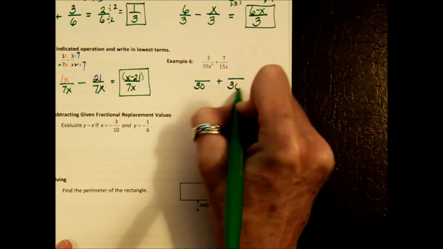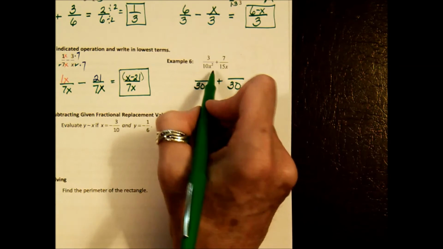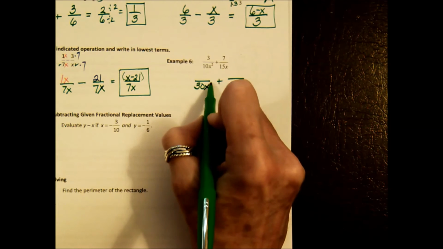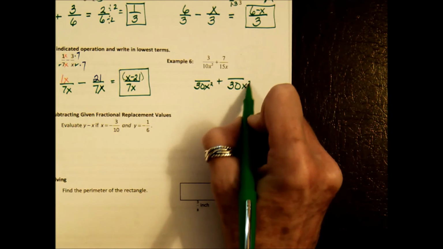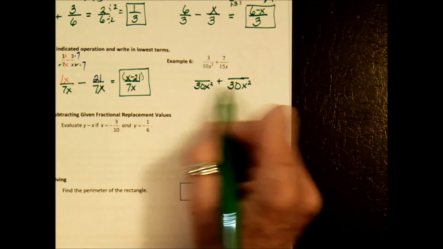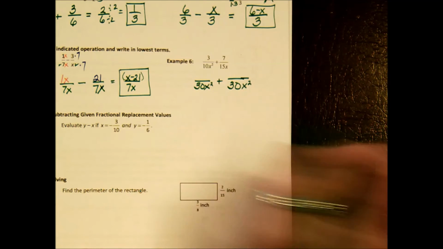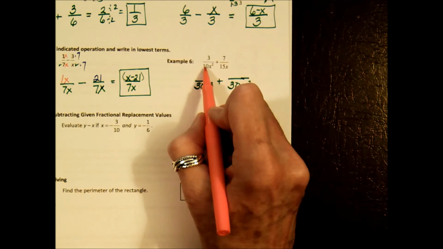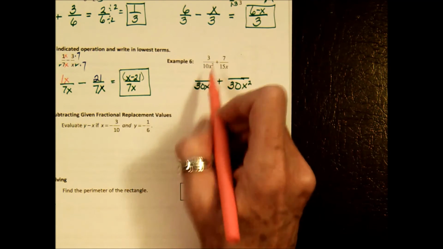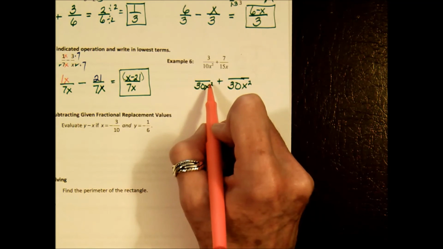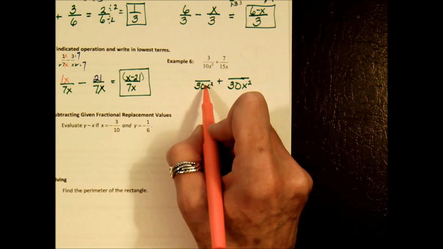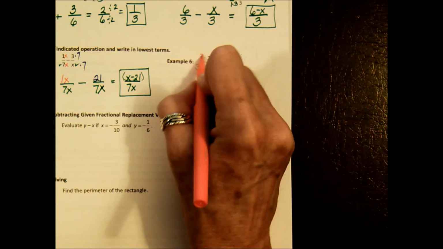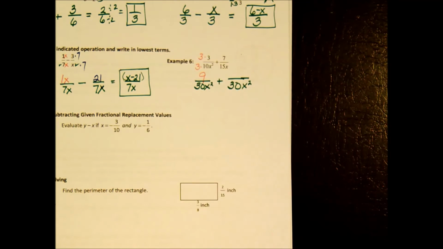Now let's look at the variable part. This one has x squared. This one has x. Well, I have to have the one that has the most. So I change them both to 30x squared, 30x squared. Now let's go through it one step at a time. What do you do to 10x squared to get 30x squared? Well, I don't need to multiply by x because I have exactly the right amount, but I do need to multiply by 3. So I do that in the numerator also.